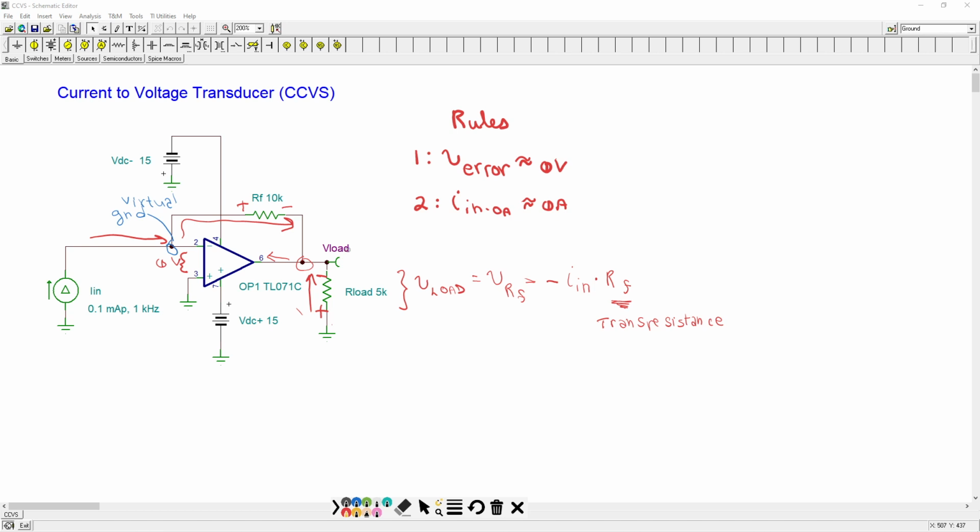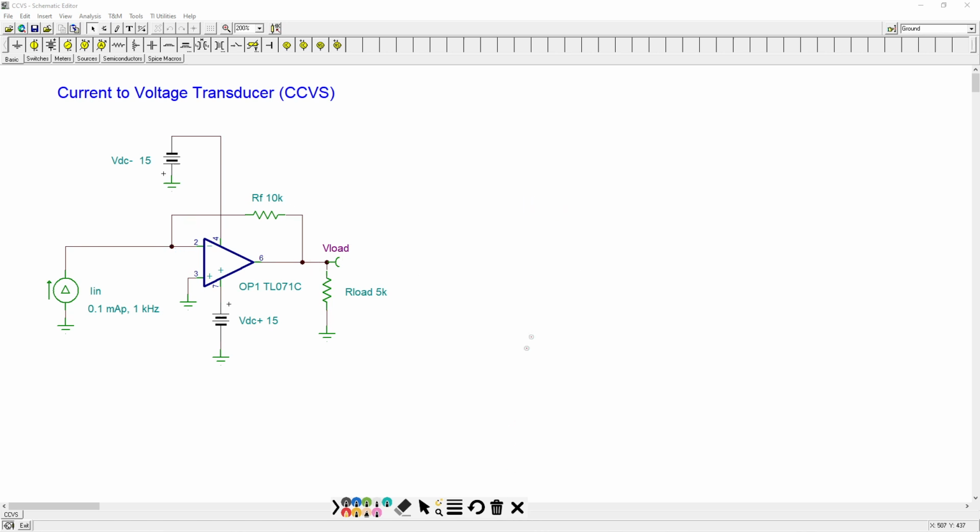All right? Okay, so let us do a few simulations, right? I'll tell you what, before we exit this completely, let me just write that final output equation up here, right? So we expect V load to be equal to a negative IN, the generator, times RF.